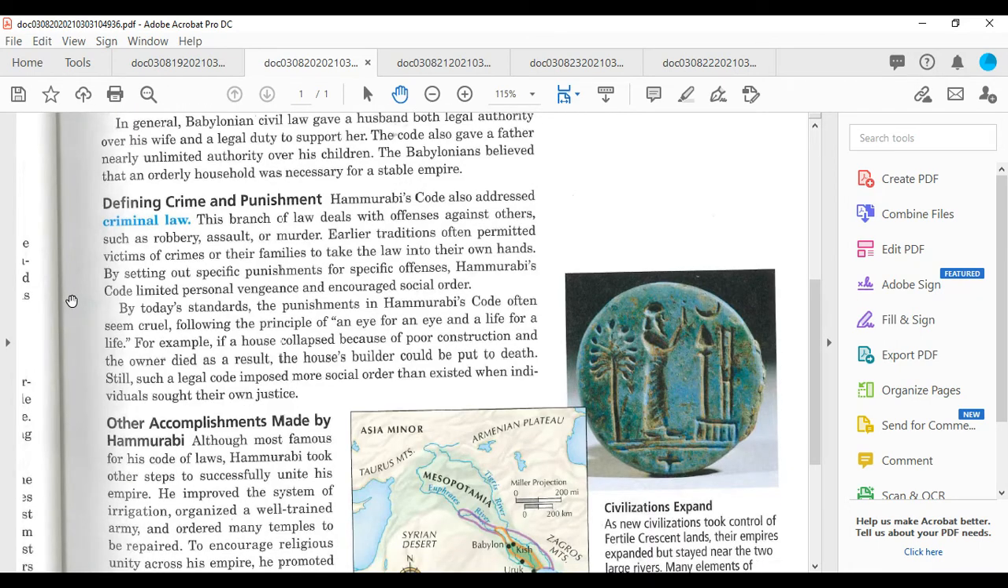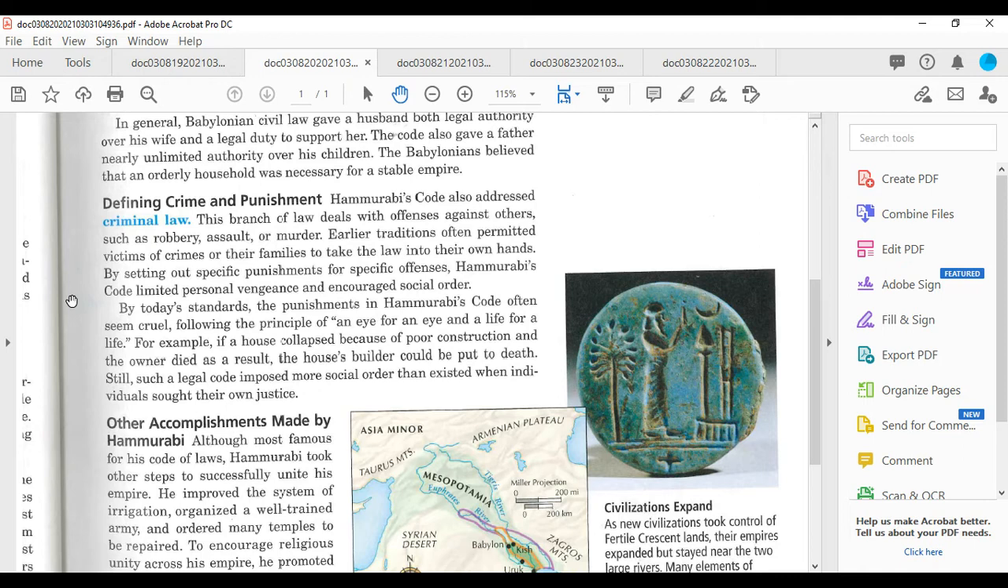Defining crime and punishment. Hammurabi's Code also addressed criminal law. This branch of law deals with offenses against others, such as robbery, assault, or murder. Earlier traditions often permitted victims of crimes or their families to take the law into their own hands. By setting out specific punishments for specific offenses, Hammurabi's Code limited personal vengeance and encouraged social order.